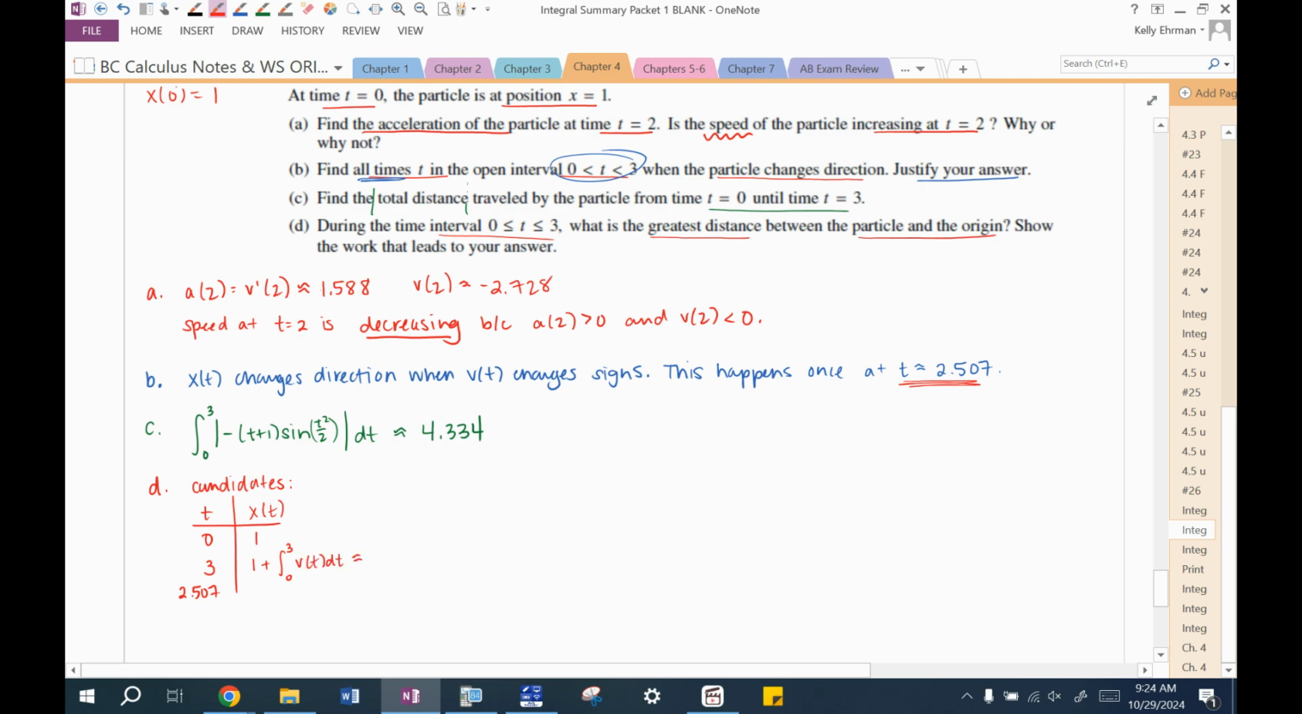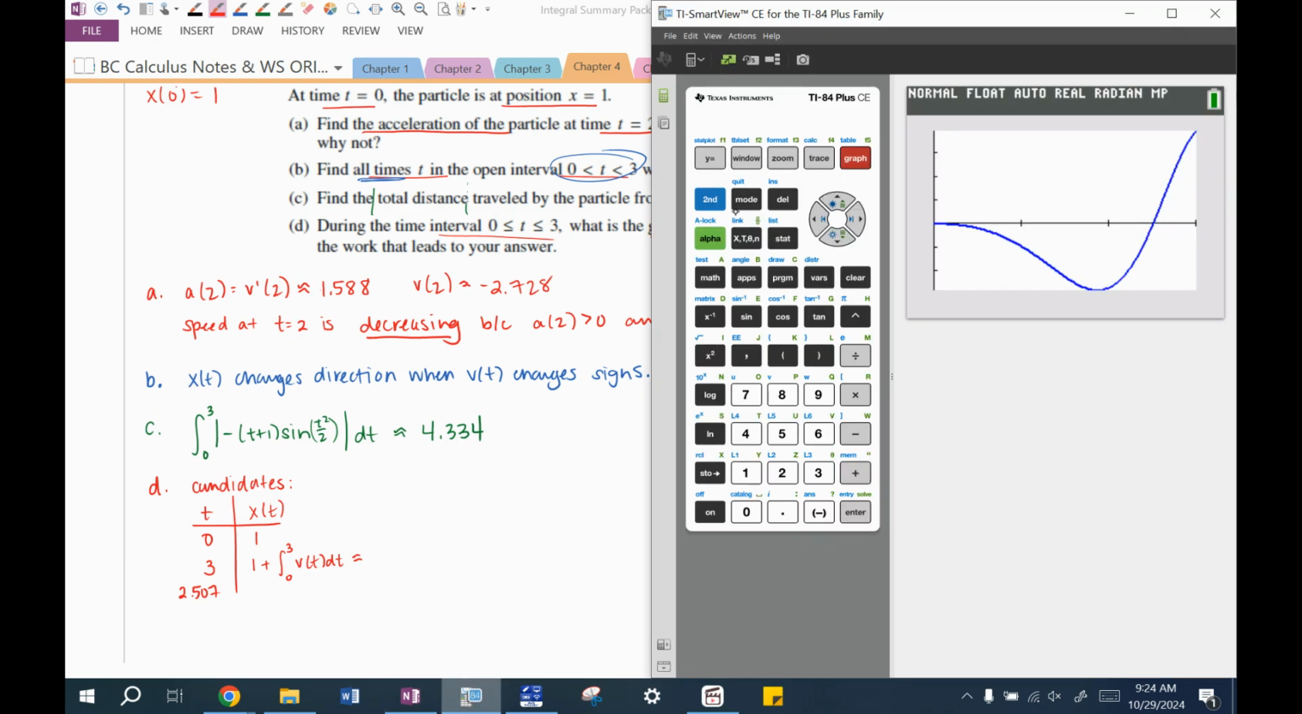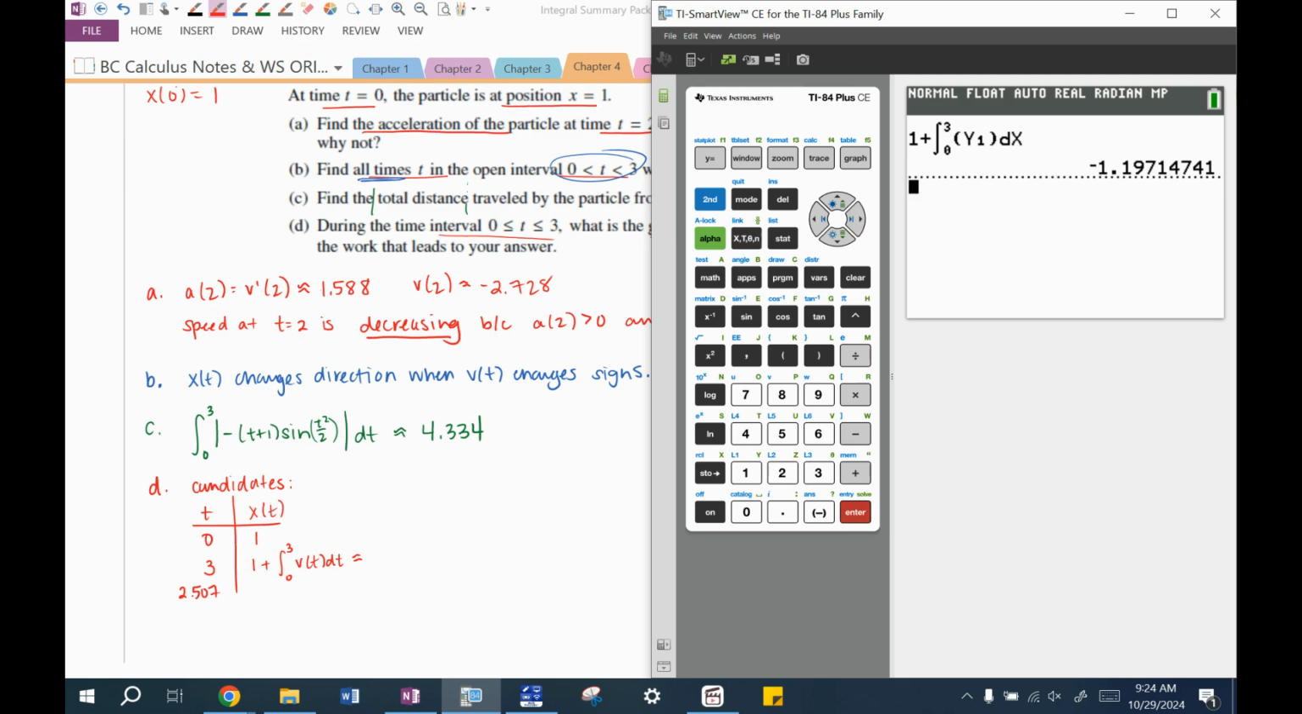So what does that come out to? Where do we land at 3? So 1 plus math, 9, times 0 to time 3. V of t is still in my y equals, right? So I was just double checking on that. So I'm going to put in y1 right here. All right, so that's negative 1.197.